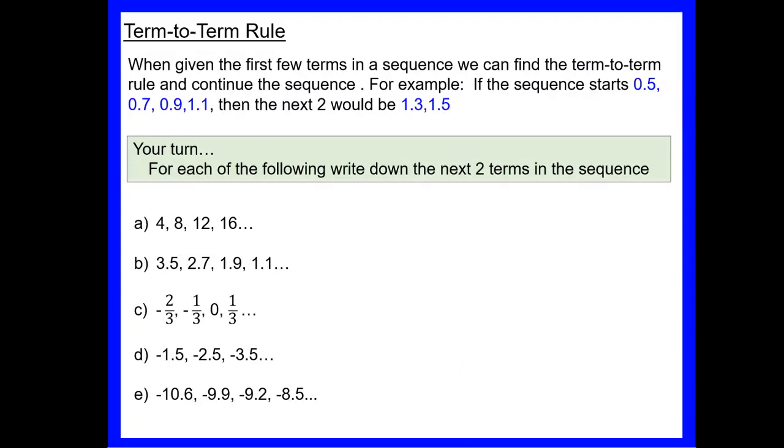All right then, so now we're able to do that. We're going to see if we can work out the next 2 terms. If I were given the start of a sequence being 0.5, 0.7, 0.9, 1.1, then my next 2 terms will be 1.3 and 1.5. I can see that to go from one number to the next number, we're adding 0.2 each time. So I've worked out the rule and continued the next 2.